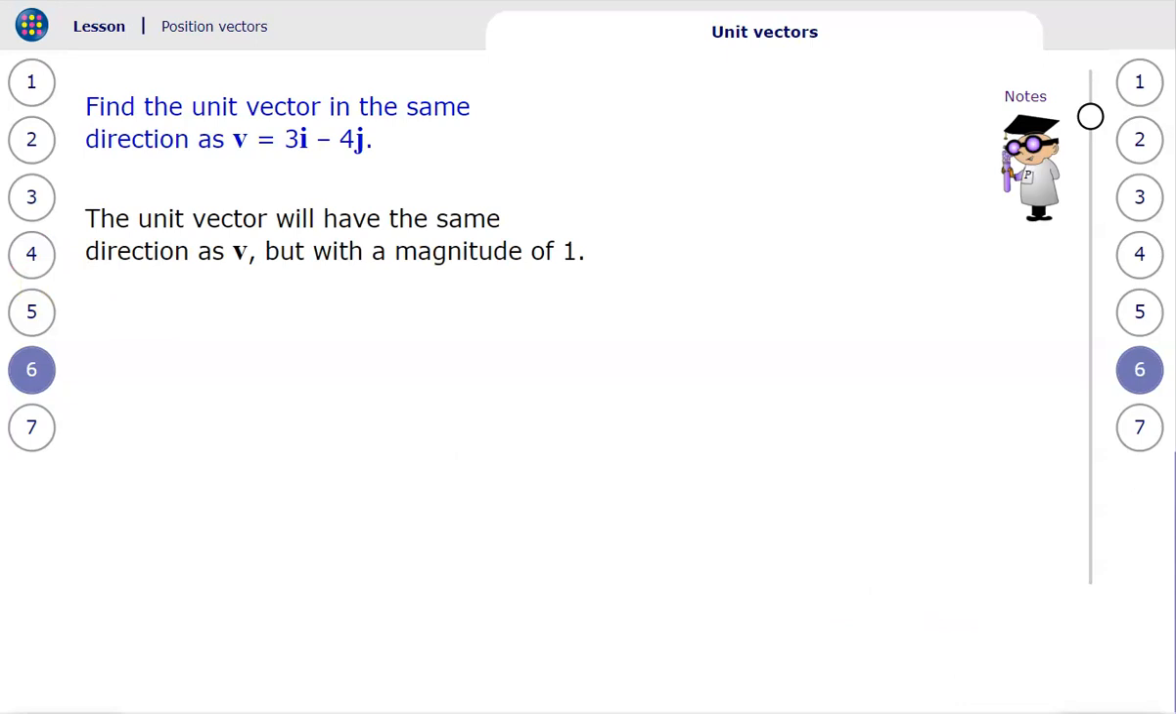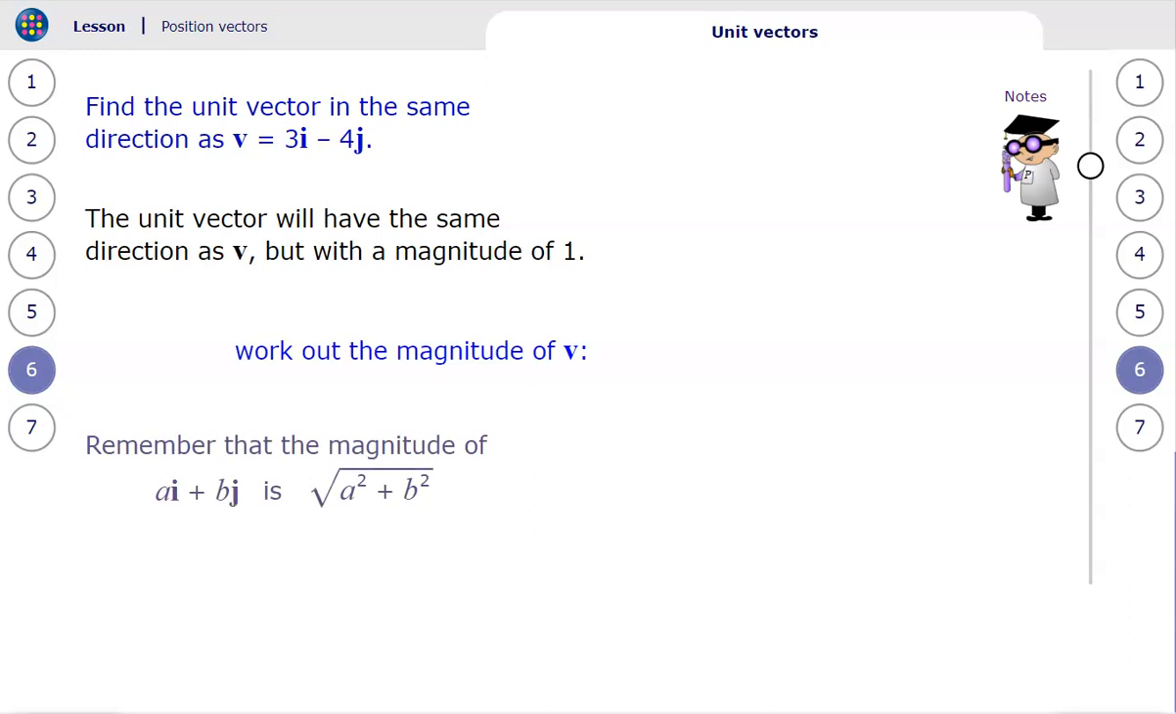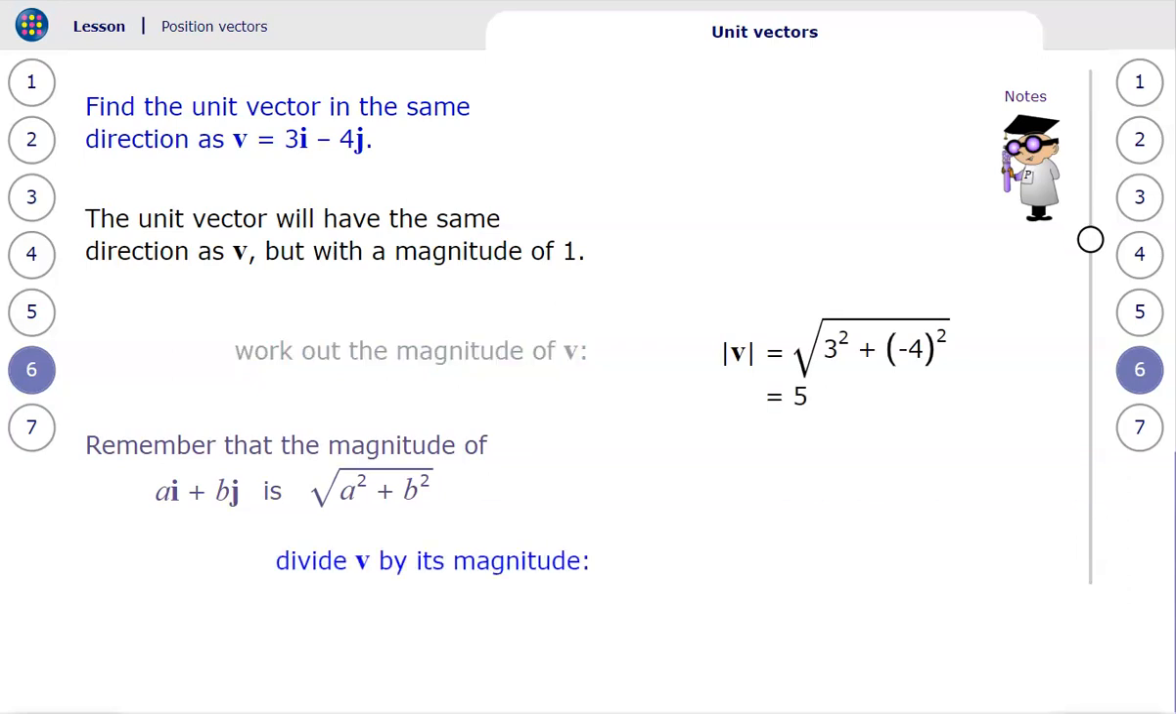So it's going to be in the same direction as the vector v, only difference is that its length, its magnitude, is going to be 1. So we first of all work out the magnitude of the vector v using the Pythagorean formula. So we get that the magnitude of v is 5.